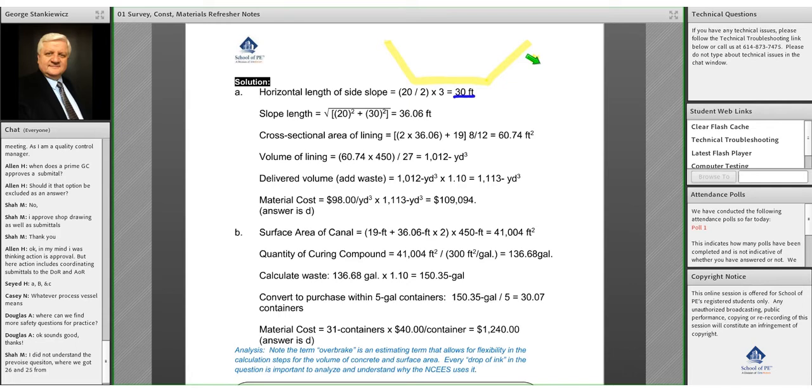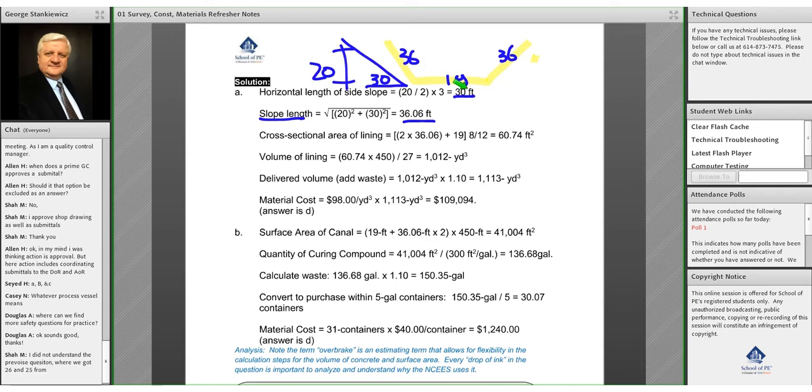So if it's 20 feet, right, we know how we're pulling all this together. If it's 20 feet deep, we're going to go over 30, right? So that's 30. So we have a triangle now formed, and we have to find the hypotenuse. So the slope length is 36 feet. That's 36 feet based on the slope on both sides, right? So that's 36 and 36. And the bottom is 19 feet.